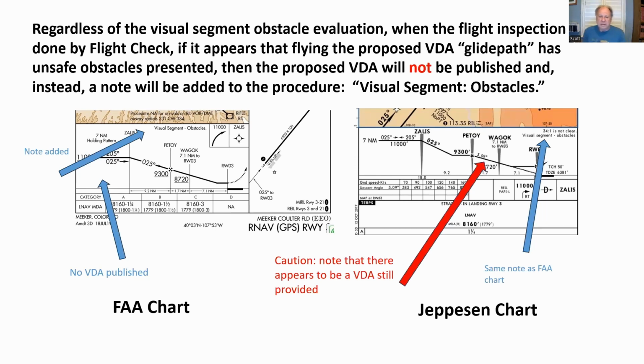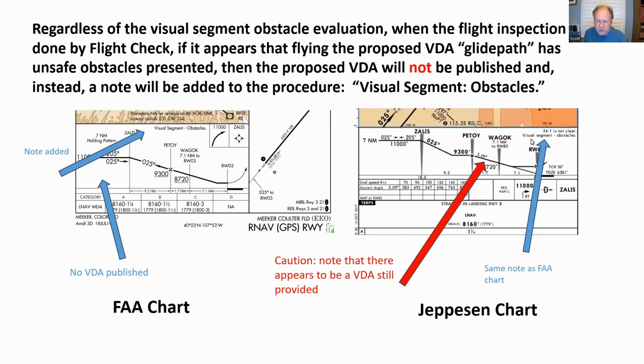But regardless of the visual segment obstacle evaluation, when the flight inspection is done by flight check, if it appears that flying the proposed VDA, quote, glide path, has unsafe obstacles presented, then the proposed VDA will not be published, and instead a note will be added to the procedure, visual segment obstacles. And you'll see that on this approach. On both charts, we'll have it in the profile view.